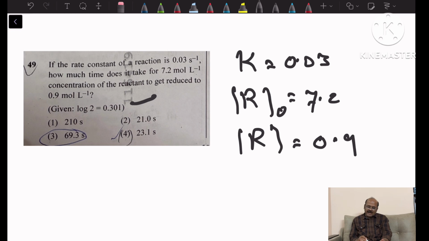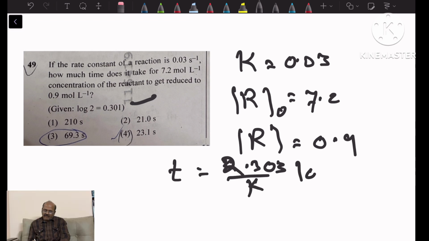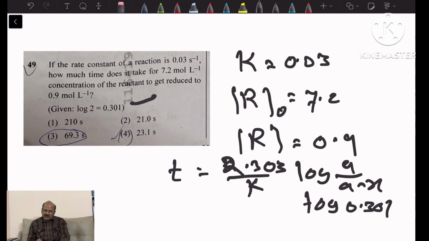which means a student can identify that if you put the value, t is equal to 2.303 divided by k, and log of R naught or a divided by a minus x. A is the initial concentration, and a minus x is the amount of reactant that remains after some time. If we substitute the value, this log becomes log of 2, and log of 2 is the given value 0.301.